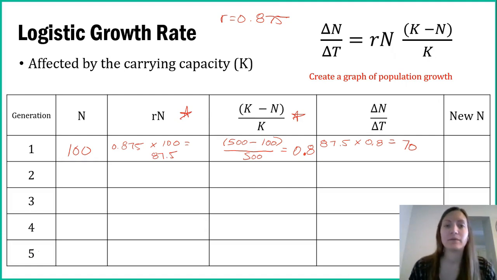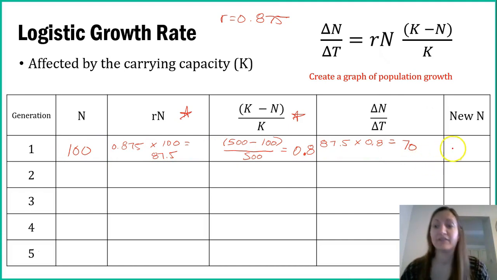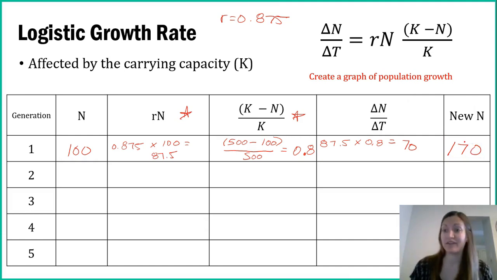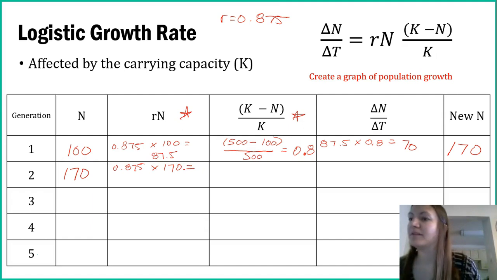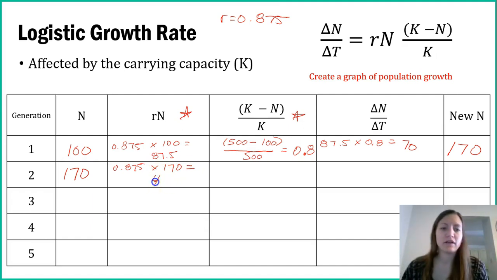This is a positive number, meaning that I am increasing my n. So our original n is 100. We have now added 70 individuals, so my new n is 170. 100 plus 70. All right, let's carry this down to generation 2. So here we have 170 individuals. We're going to do r times n, 0.875 times 170, our new population. And this equals 148.8.